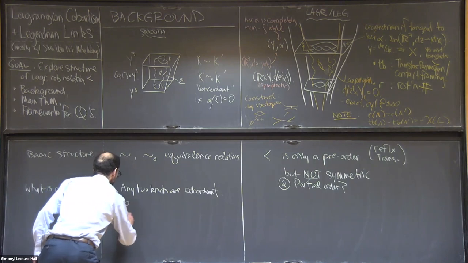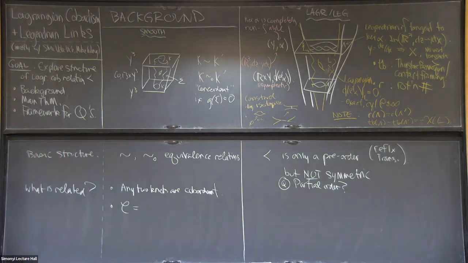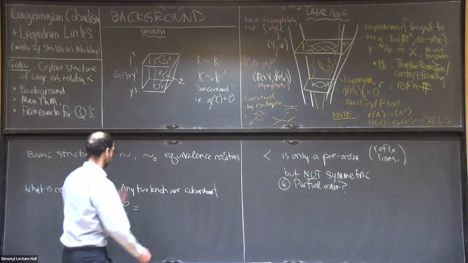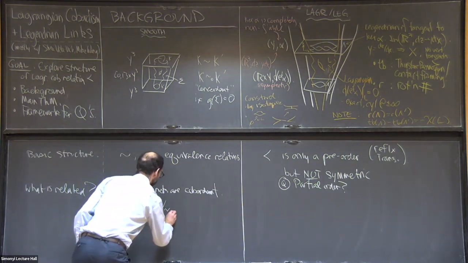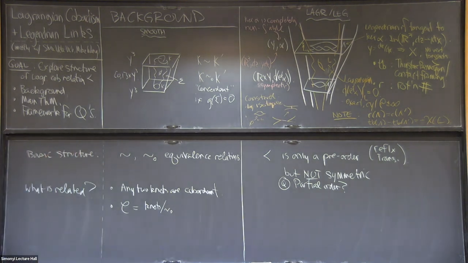If you take C to be the set of knots modulo concordance, this is the set of concordance classes. This is actually an abelian group under connected sum.